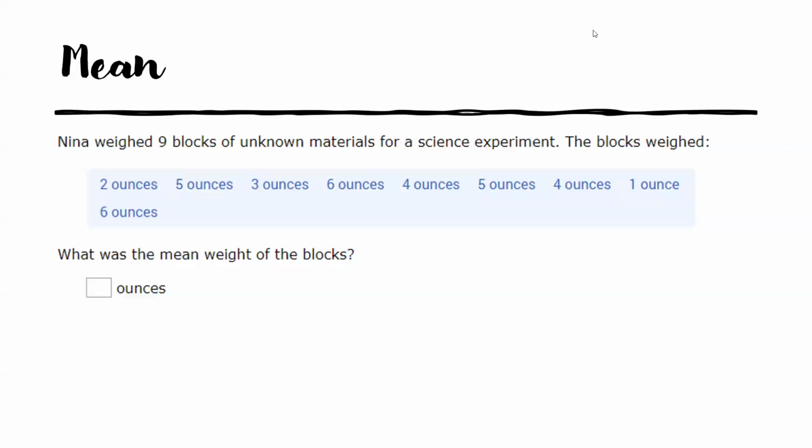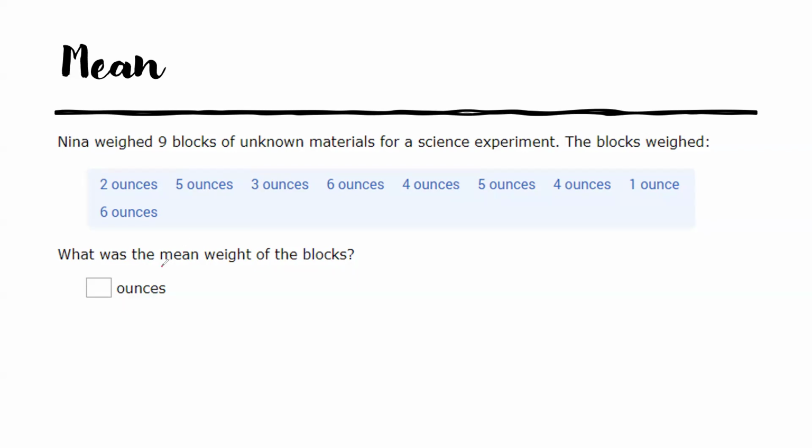All right, let's do one more example, finding mean. This time we have a real world scenario here. So Nina weighed 9 blocks of unknown materials for a science experiment. The blocks weighed as follows. What is the mean weight of the blocks?